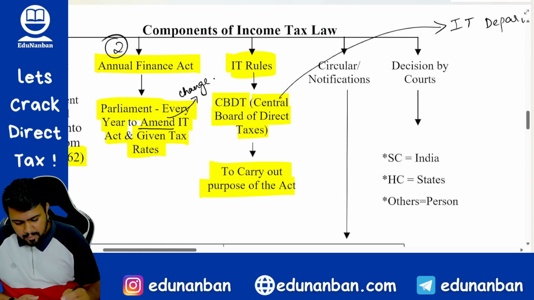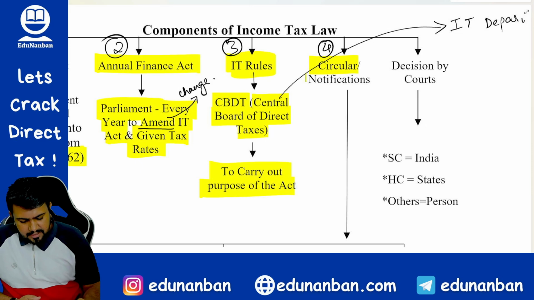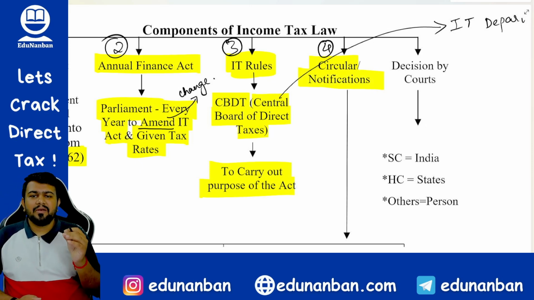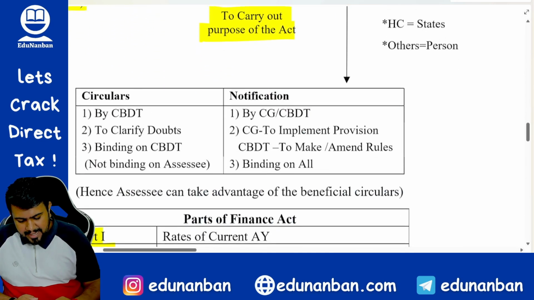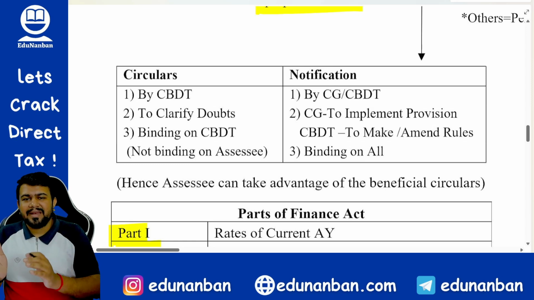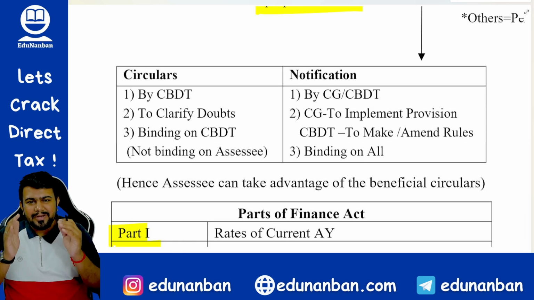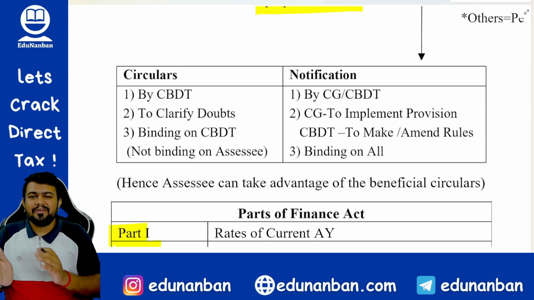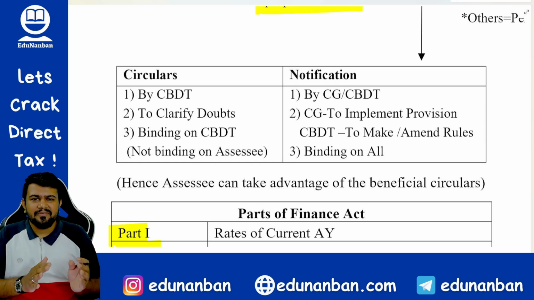Now let us talk about the fourth component, that is circular and notification. I have given circular and notification both side by side, because many students confuse circular and notification with each other. So it is better that while learning the first time itself, we learn it by differentiating them from each other.